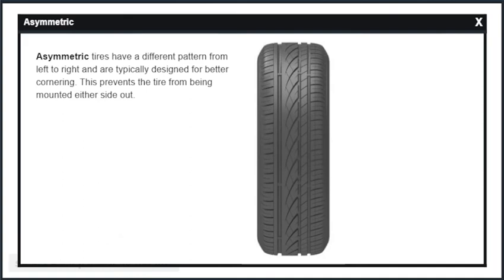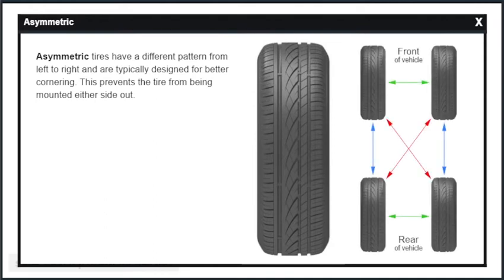Asymmetric tires have a different pattern from left to right and are typically designed for better cornering. This prevents the tire from being mounted either side out.